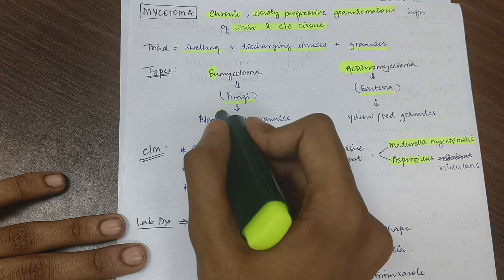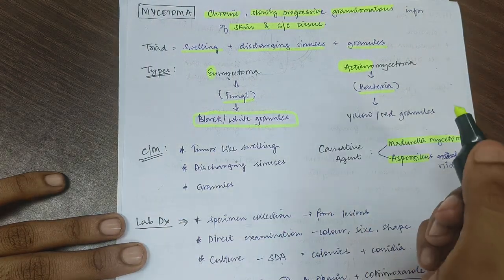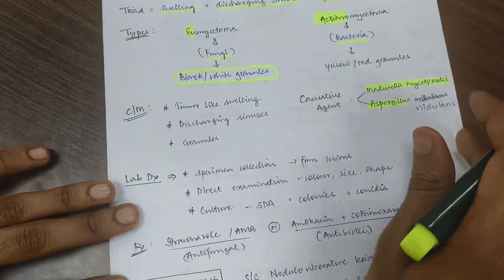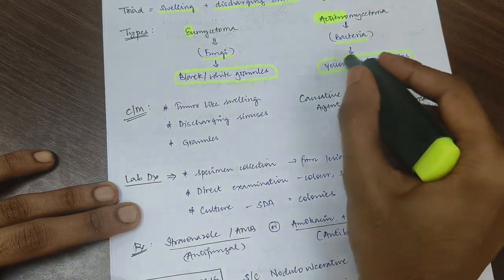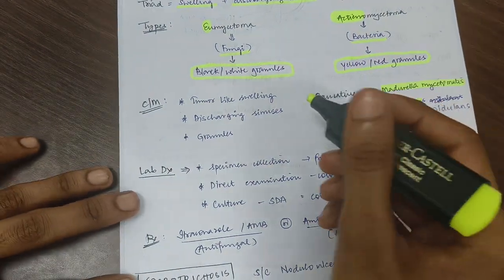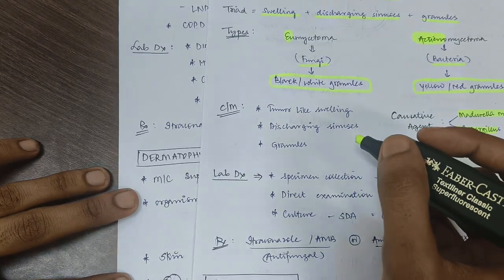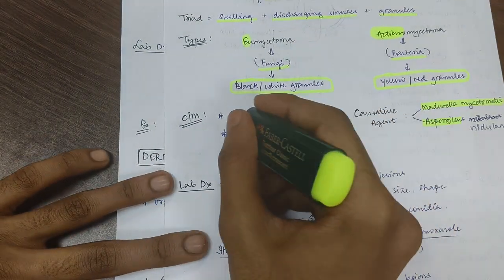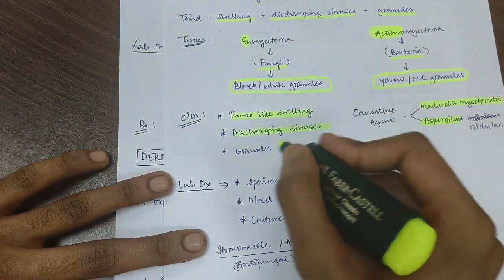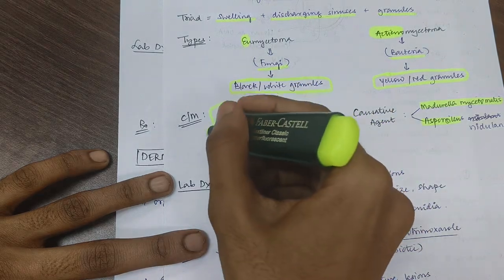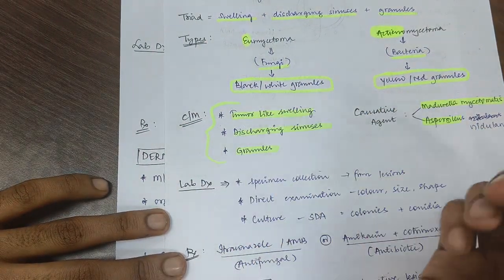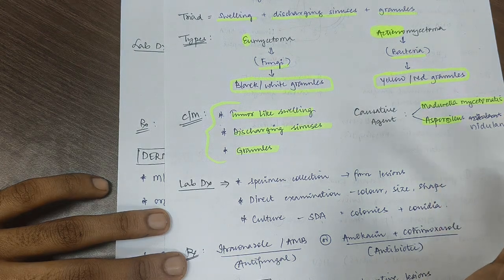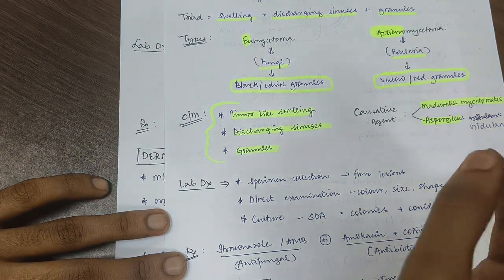So fungi will have black and white granules. Remember, fungi is black and white granules, whereas bacteria you are going to see yellow and red granules. What are the clinical manifestations? You are going to see tumor-like swelling, discharging sinuses and granules. This is a classical triad, never forget. That is tumor-like swelling with discharging sinuses and granules. This is very typical for mycetoma.